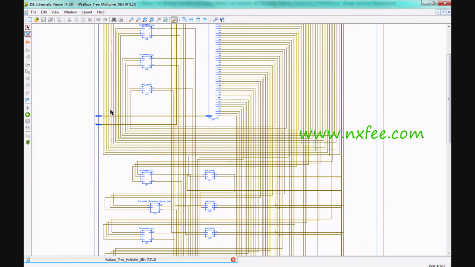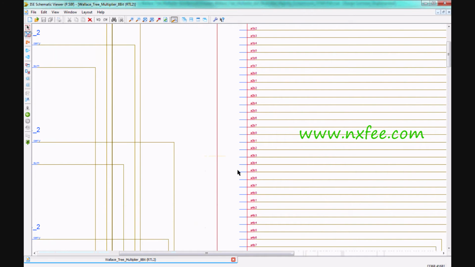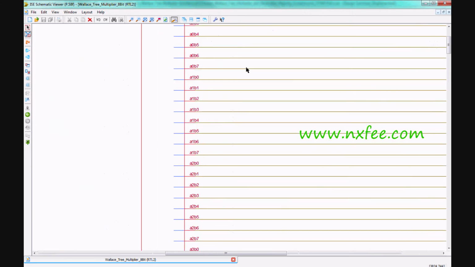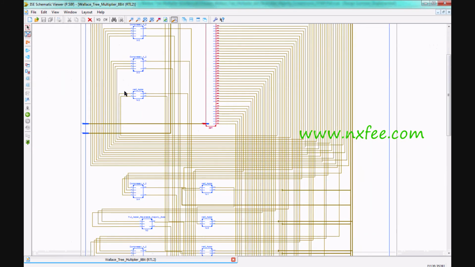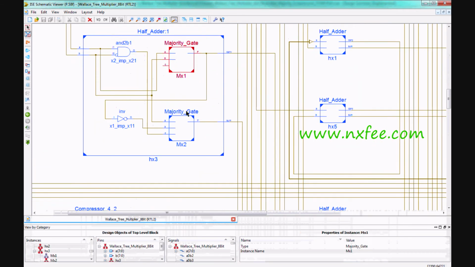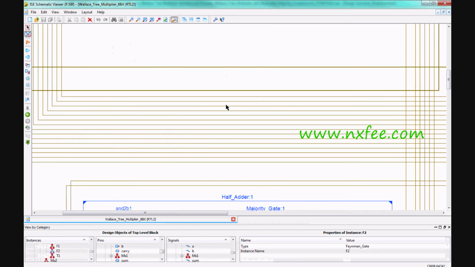Initially we give the inputs here, A input and B input. This input is given directly to the partial product generation. Partial product generation is totally AND gates. The generated partial products produce the outputs A0B0, A0B1. Those outputs are given to the half adders, full adders, and compressors. Here you can check the half adder design with the majority logic gate. That majority logic gate is also designed with reversible functionality, Toffoli gate and Feynman gate.